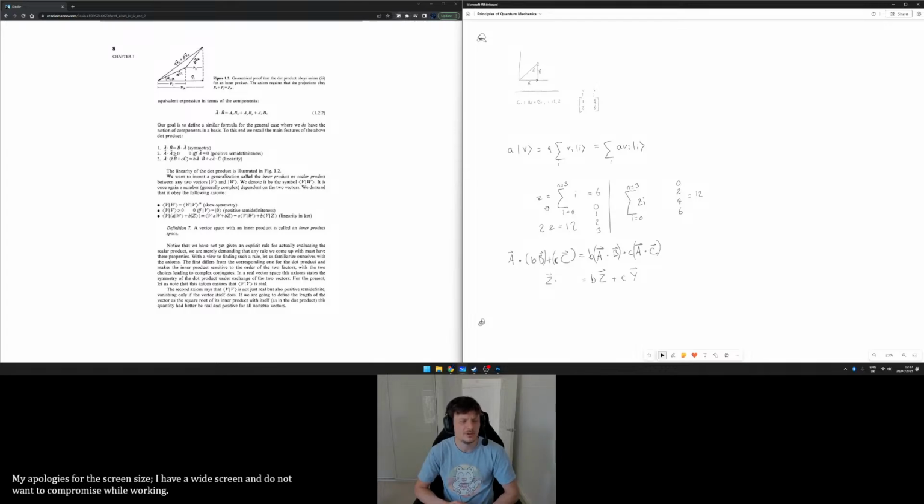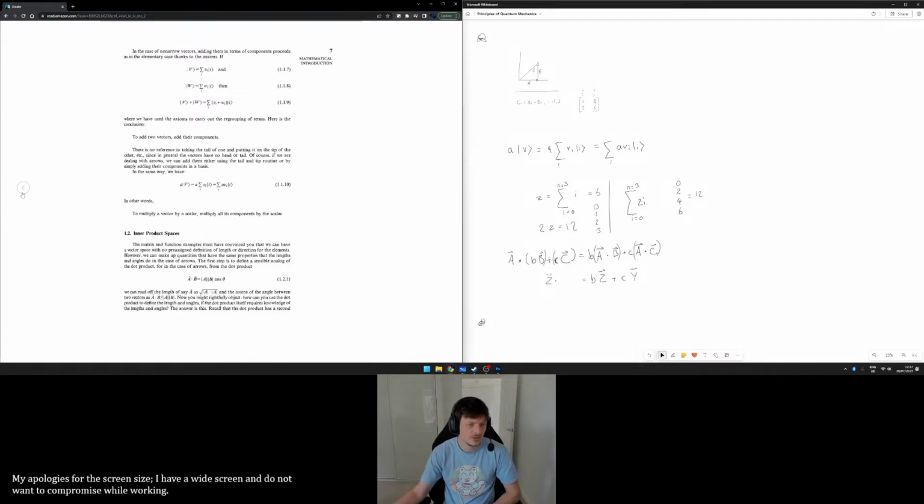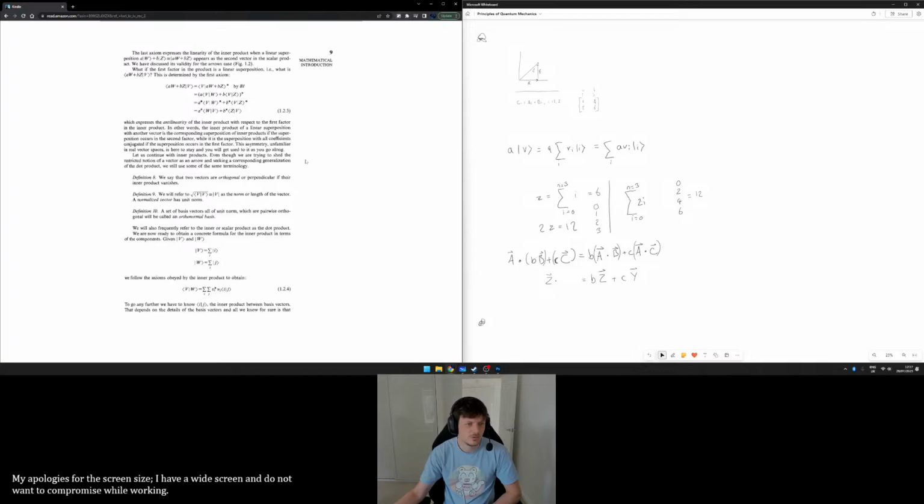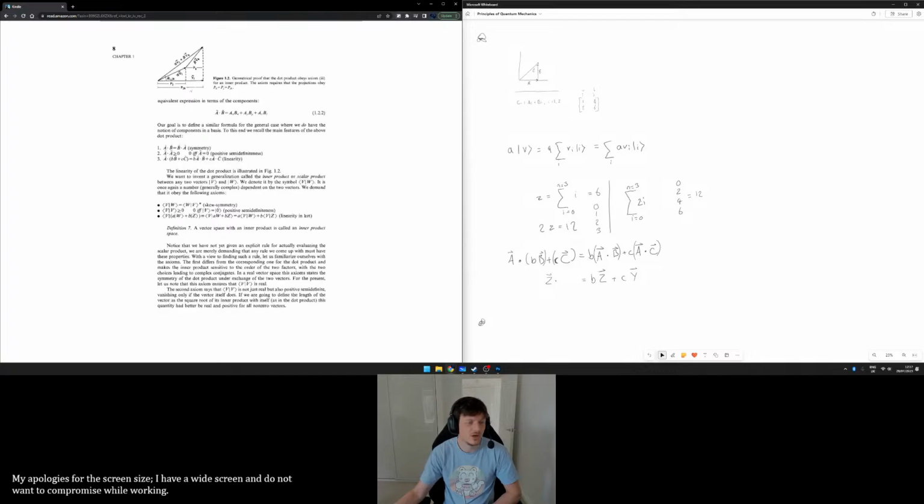The linearity of the dot product is illustrated in figure 1.2. Do we have a 1.2? We don't have a 1.2. Maybe it's forward. Oh, here it is. Okay. We want to invent a generalization called the inner product or scalar product between any two vectors, v and w. We denote it by the symbol vw. It is once again a number, generally complex, dependent on the two vectors. We demand that it obey the following axiom.